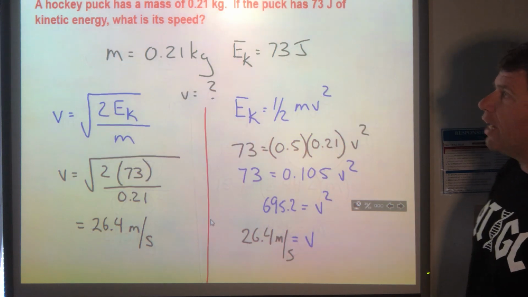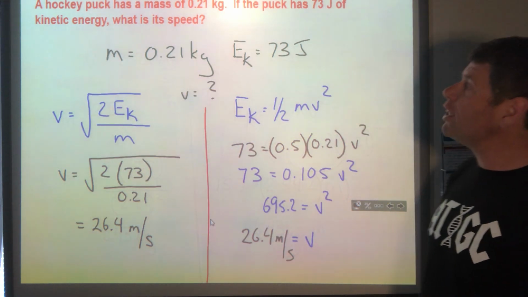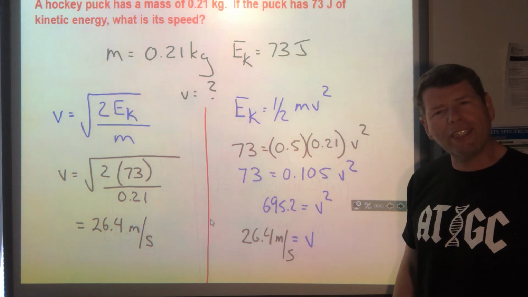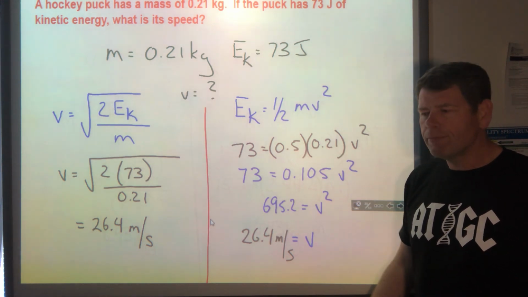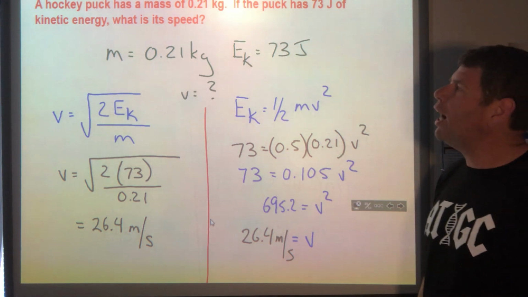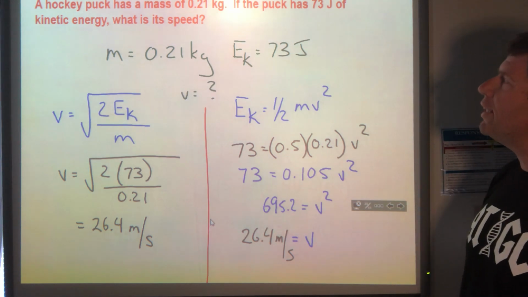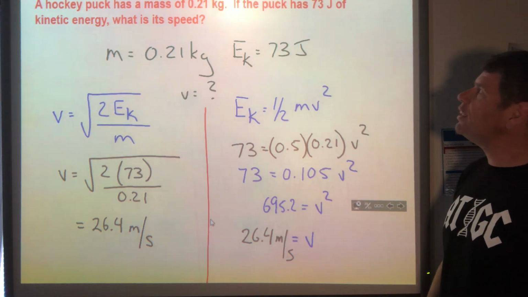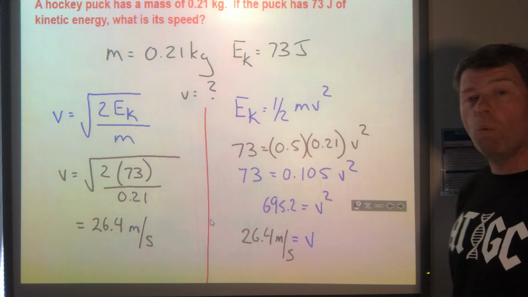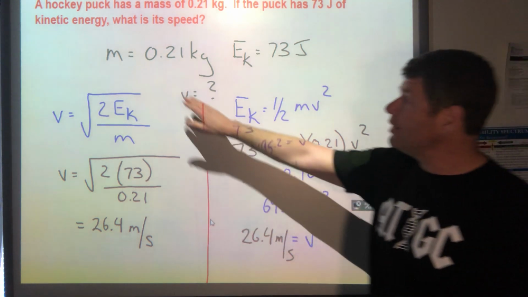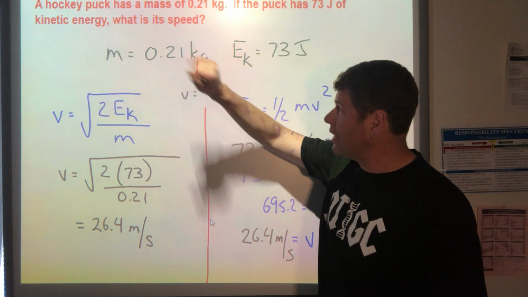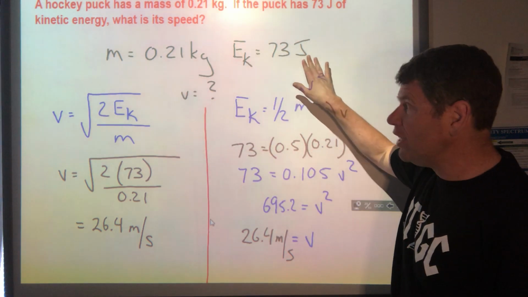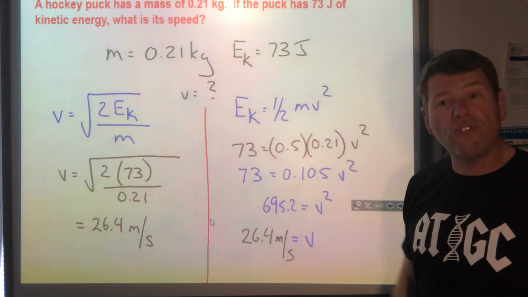Now, the last question is to look at a hockey puck. Remember when we used to be able to go to hockey games and play hockey? A hockey puck has a mass of 0.21 kilograms. If the puck has 73 joules of kinetic energy, what is its speed? So again, we identify that we're given a mass in kilograms. We have our kinetic energy in joules. We're trying to solve for v.